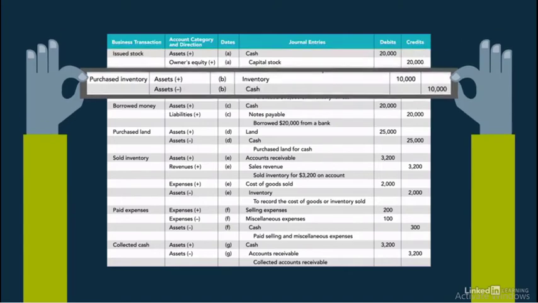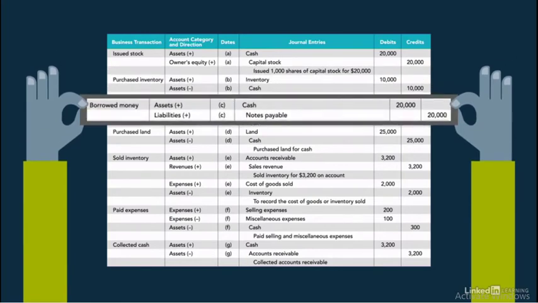For entry B, inventory is being debited. Since inventory is an asset and assets increase with debits, we must have purchased inventory. And since cash, another asset, is being credited, that means we must have paid cash for that inventory. We know we paid cash because assets go down with credits, and cash is an asset.